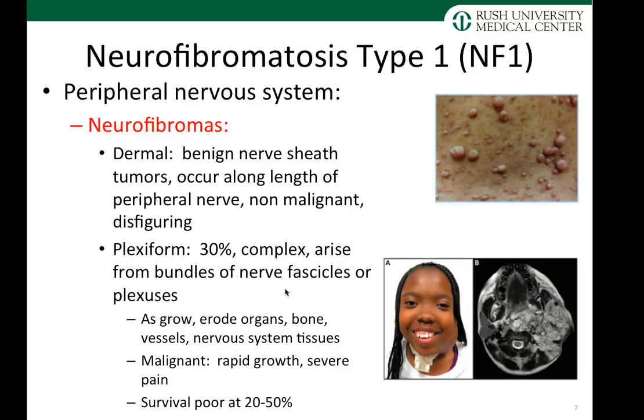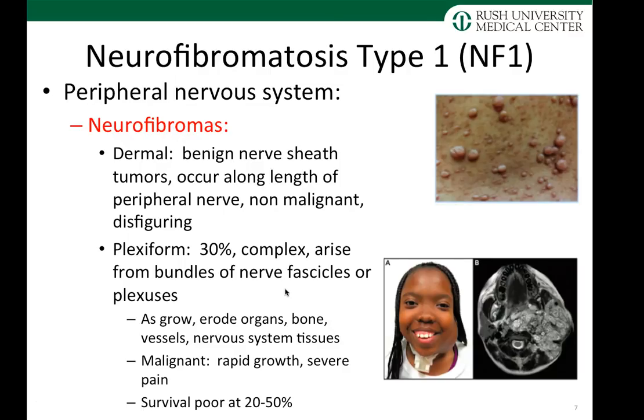In NF1, there are peripheral nervous system abnormalities. The most common are neurofibromas. The dermal ones, or the superficial neurofibromas, are benign nerve sheath tumors, and they occur along the length of the peripheral nerve. They tend to be non-malignant, but they can be disfiguring. And what you can see on the top right here is a picture of what these neurofibromas can look like on the skin. There's a second type of neurofibroma that we see in this disease called plexiform neurofibromas.